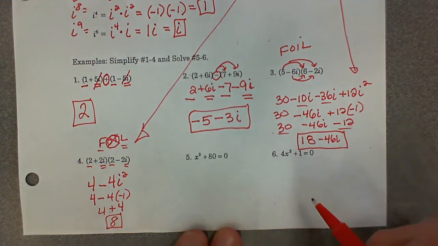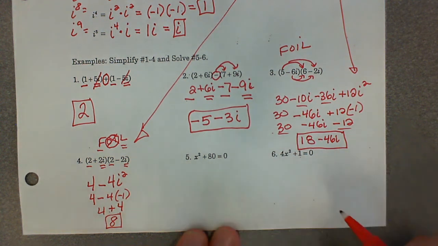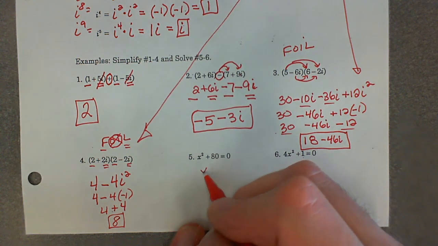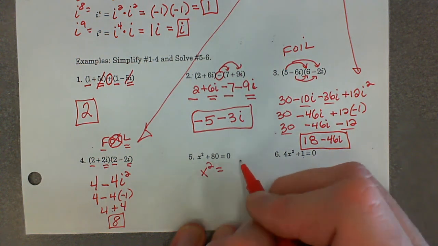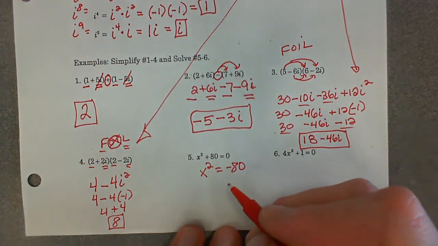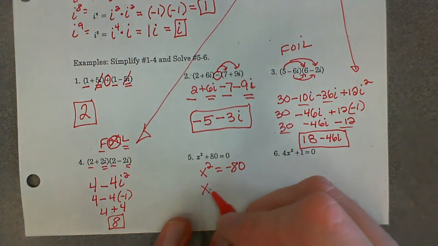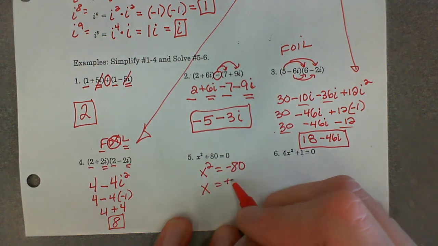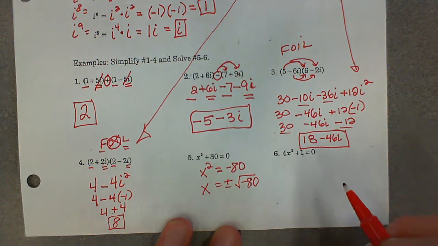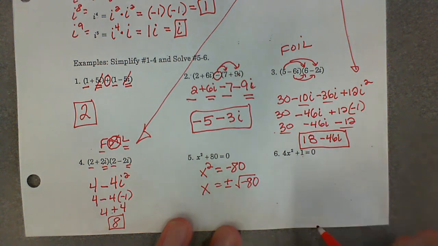And then what happens if we were solving an equation? Well, here we have x squared plus 80 equals 0. So if we were to solve this, get x by itself, x squared would equal negative 80. So to get the x by itself, you would have to take the square root of both sides. So x would equal positive or negative square root of negative 80. Okay.